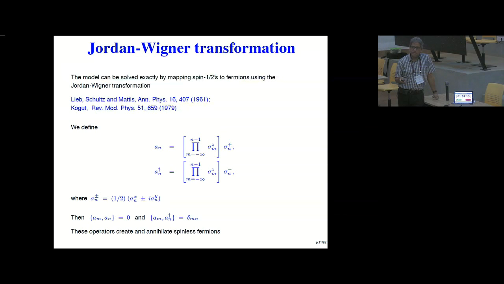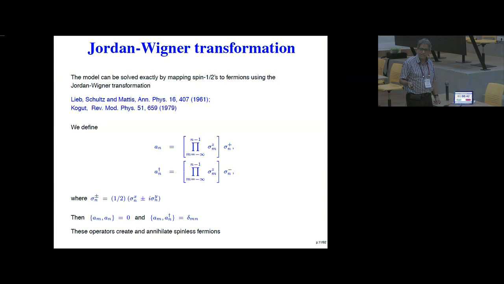So you define this object, and let's call this a_n. The Hermitian conjugate of this is, again, the string of sigma z's, that's already Hermitian, times sigma n minus. Now you can show that these a's and a daggers actually are fermionic operators. This is really astonishing, that you started with some spin variables which commute with each other at different sites, but by defining something like this, you produce objects which are fermionic.